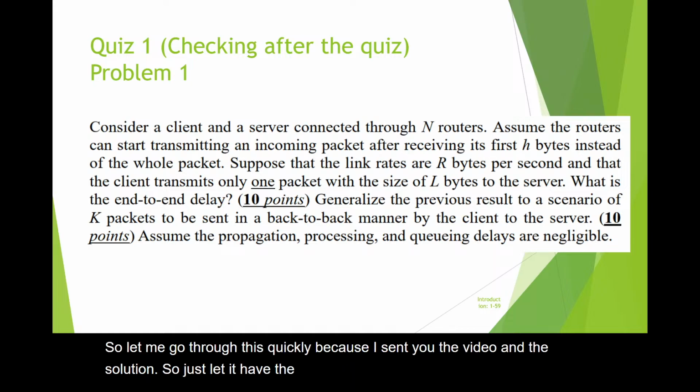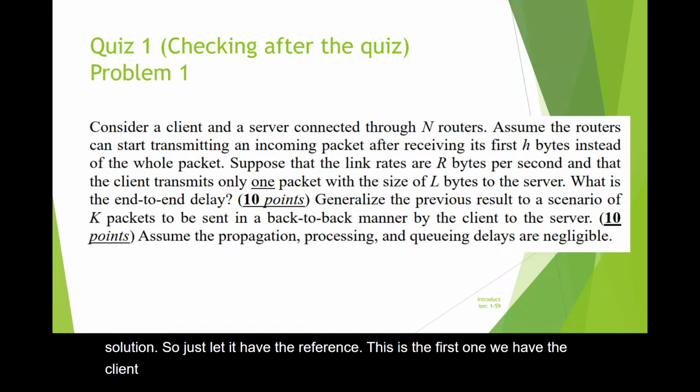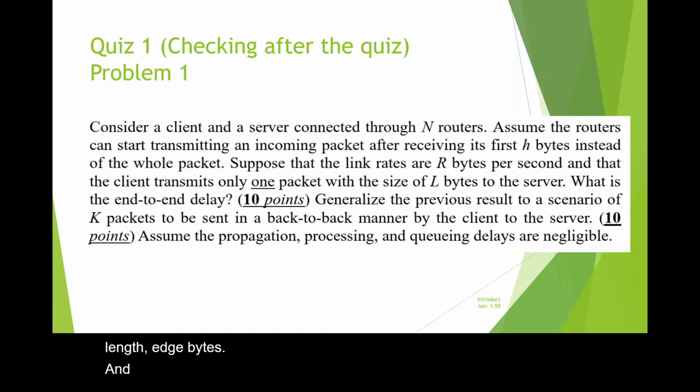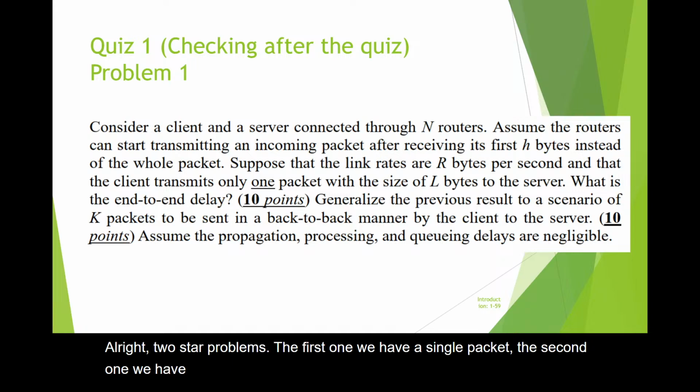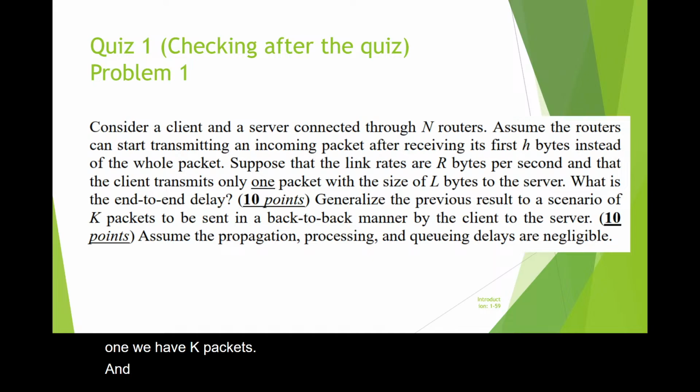This is the first one. We have the client server connected through N routers. And also we have the header length H bytes, and we have the size L. All right, 2 subproblems. The first one, we have a single packet. The second one, we have K packets. Well, and then we ask you to have the delay.